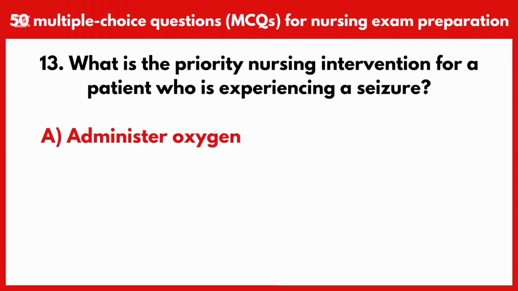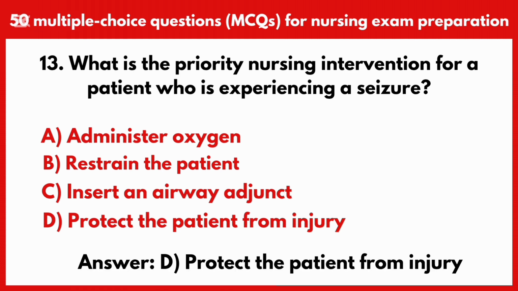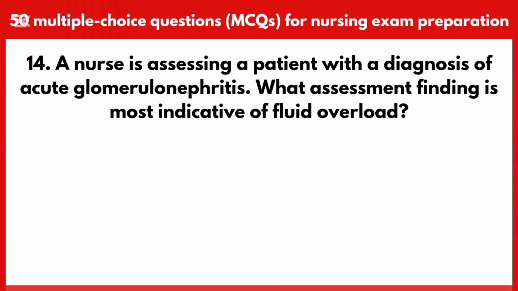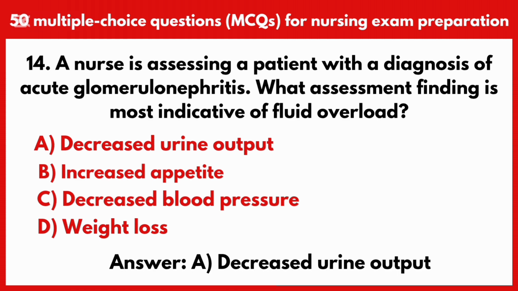What is the priority nursing intervention for a patient who is experiencing a seizure? Correct answer is option D, protect the patient from injury. A nurse is assessing a patient with a diagnosis of acute glomerulonephritis. What assessment finding is most indicative of fluid overload? Correct answer is option A.